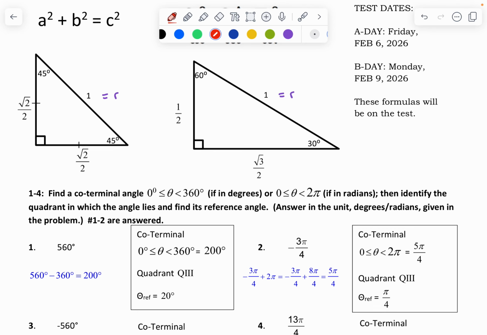Another thing that might be helpful is to go ahead and write your degrees. 60 is a third of 180, so that's pi over 3. 30 is a sixth of 180, so that's pi over 6. 90 is half of 180, so that's pi over 2. And 45 is a fourth of 180, so that's pi over 4. So getting those angles labeled will probably be really helpful.